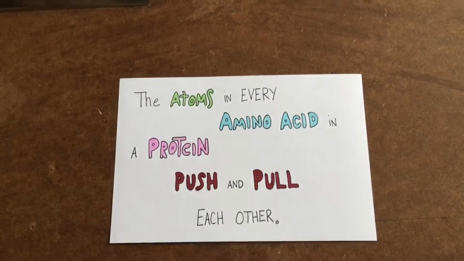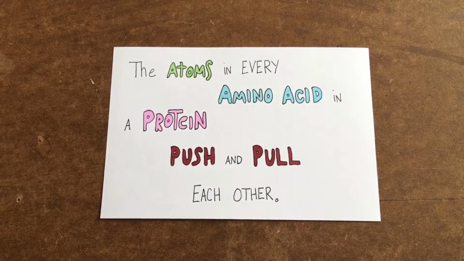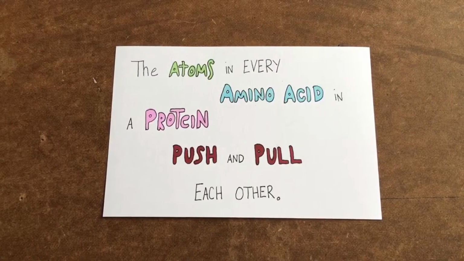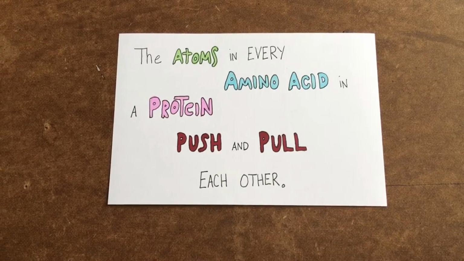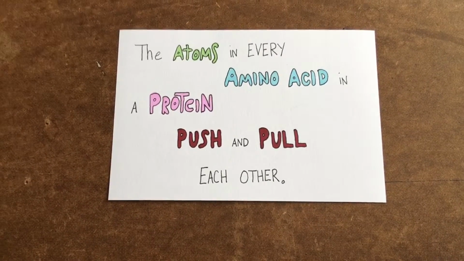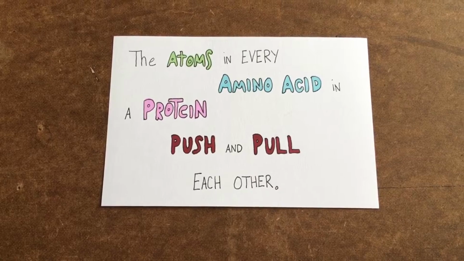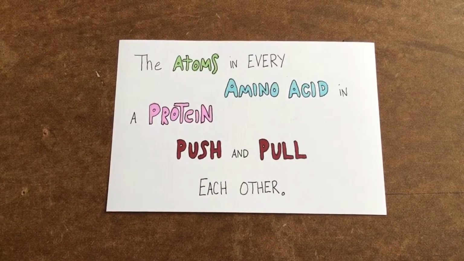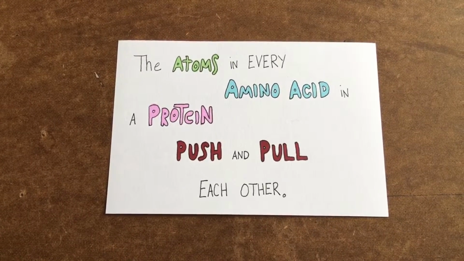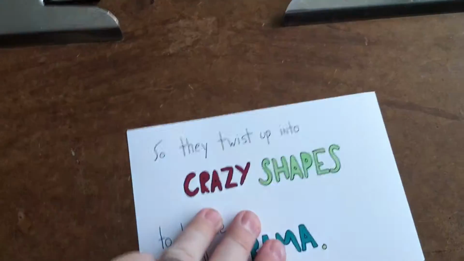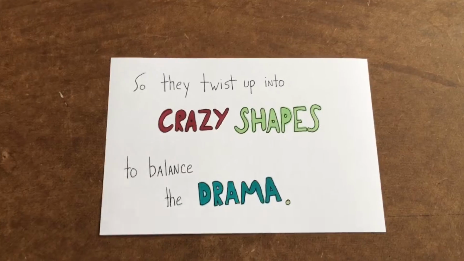So the thing that I mentioned about amino acids giving proteins their shapes: the atoms in every amino acid in each part of the protein, which is going to be tons and tons of amino acids, push and pull each other because of their charges. And we haven't gotten into charges much, but basically negative and positive charges are an inevitable part of having atoms in a molecule. And what that means is, if you think of it as a magnet, there are lots of little magnets attached to each other. So because of all that pushing and pulling, they twist up into crazy shapes to balance the drama.